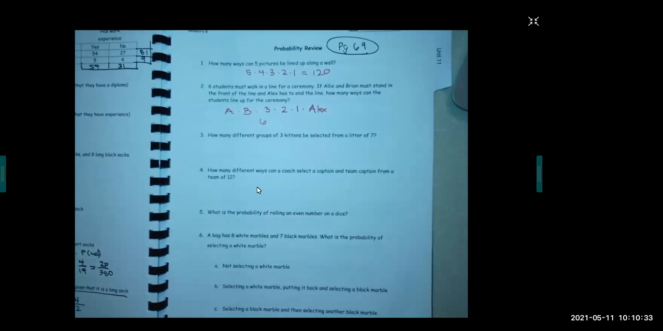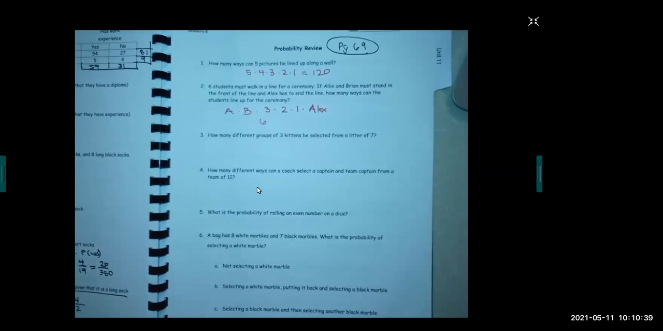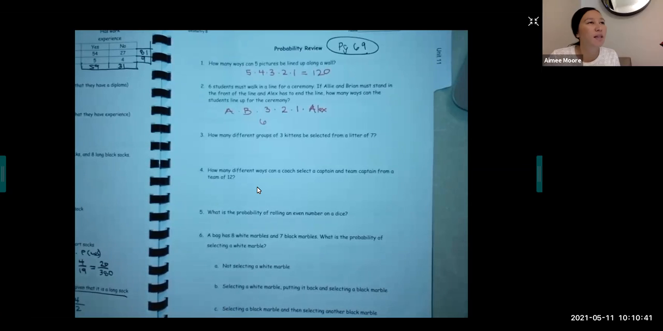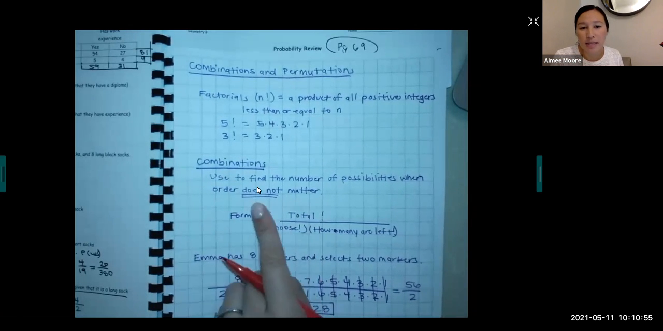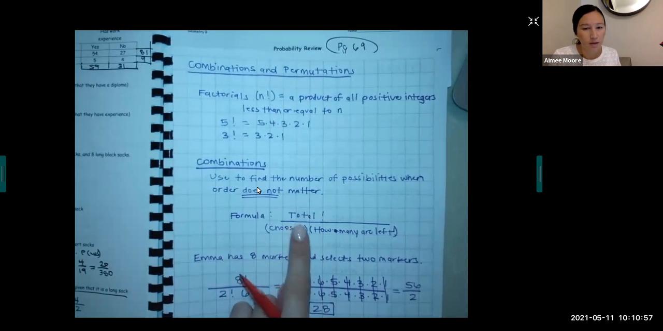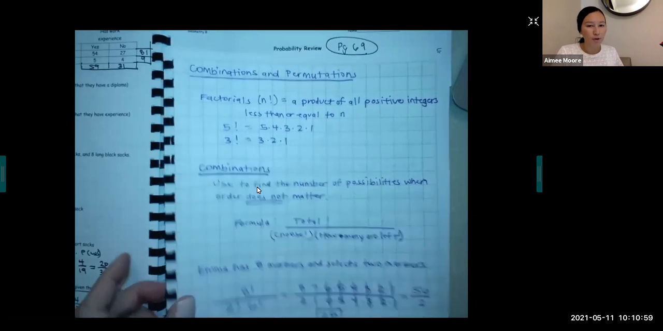So does the order matter? No. No, right? It doesn't matter. We're just picking kittens. If the brown kitten gets picked first, and then the black kitten, and then the red kitten, is that any different from the red and then the brown and then the black? No, it's the same thing, right? So it would be combinations, because we use this when the order does not matter. So we have to plug it into our formula.